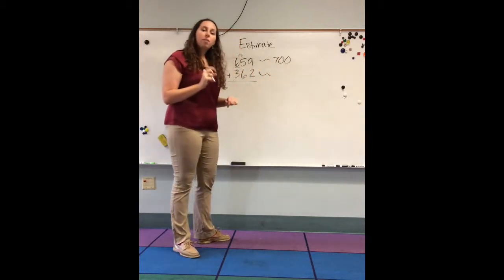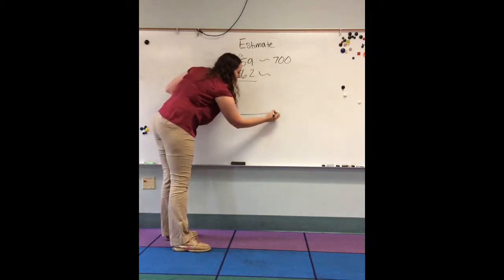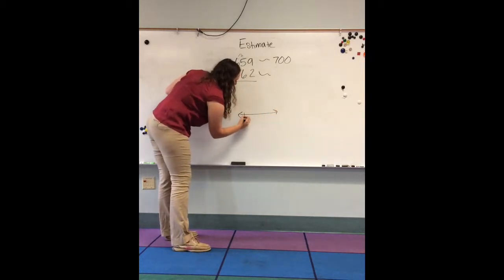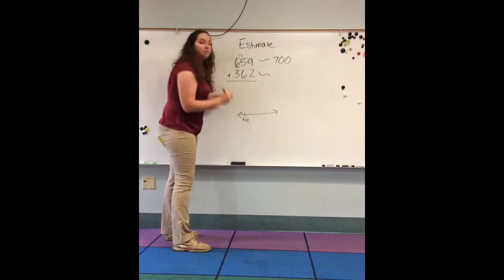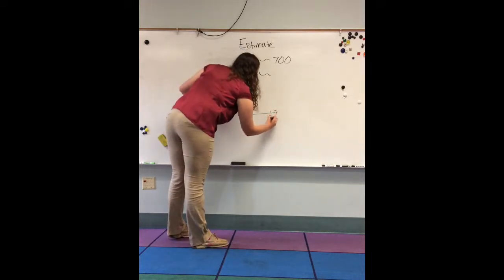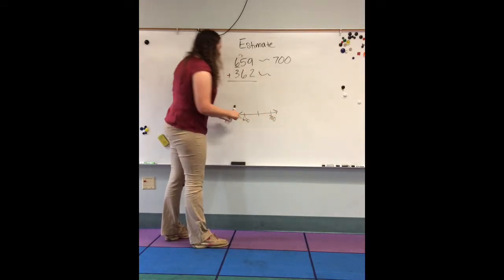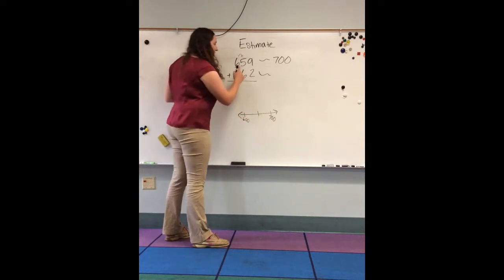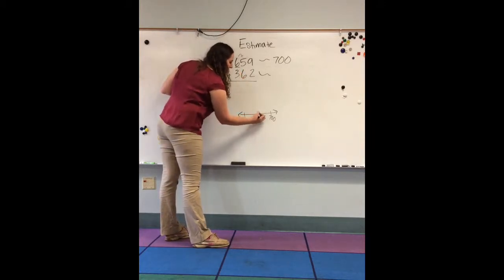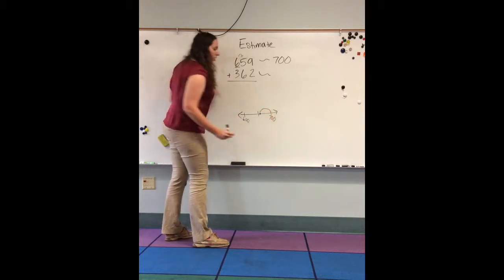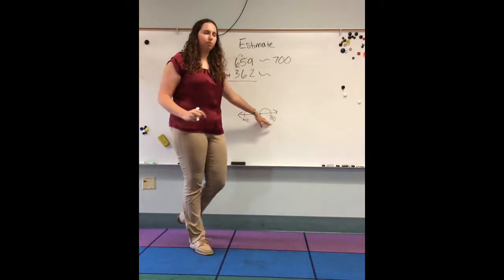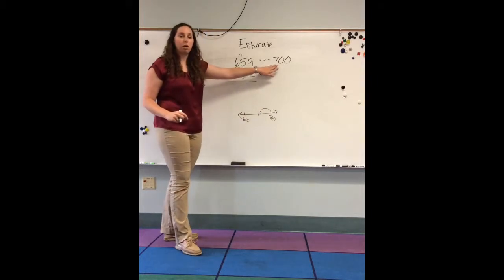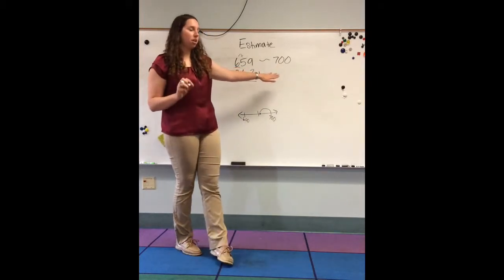You could also think about it on a number line. Is 659 closer to 600 or 700? Well, 659 is going to land about right here. And it's going to be closer of a jump to get to 700. All right, so we've rounded our first number. We're almost ready to find our sum.